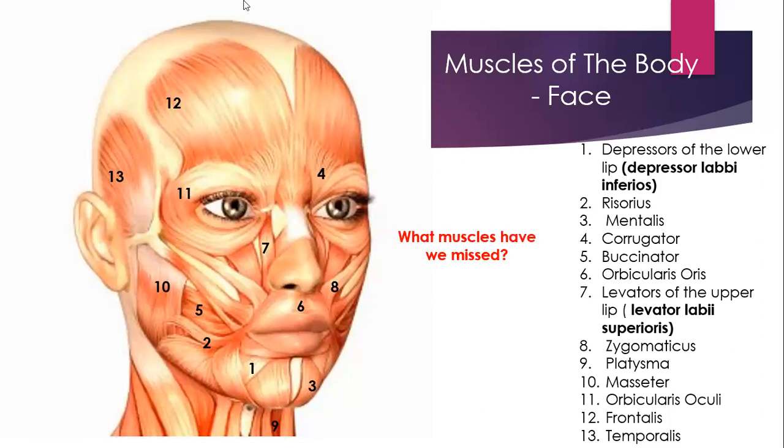What muscle do you think we have missed? Can anybody give me a quick guess? It's a muscle of the neck. We've missed one. So does anybody know which muscle that is? Katie, I'm going to call on you. Do you know which muscle we've missed? Oh, yeah, Remy, go ahead. Remy, you've got the answer. I think it's platysma. So we've got platysma as number 9, but you are in the right area.